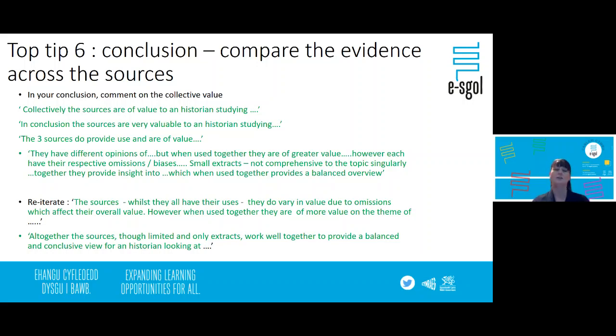So that is really good for saying basically on their own, they're not as good as when you put them together because you have a much better overview of that topic area when you use the three sources together. And remember to reiterate, the sources, whilst they all have their uses, they do vary in value due to omissions or biases, because that affects their overall value. But when they're used together, they are of more value on the theme of. Okay, so use some of these, develop them to suit your own writing.